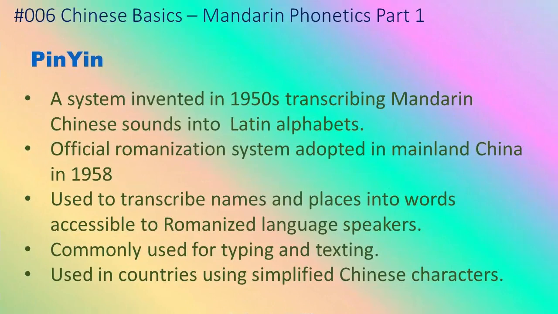On the other hand, Ping Yin is a system invented in the 1950s to transcribe Mandarin Chinese sounds into Latin alphabets. The official romanization system was adopted in mainland China in 1958. Ping Yin is also used to transcribe names and places into words accessible to Romanized language speakers, and it is also commonly used for typing and texting. Ping Yin is used in countries using simplified Chinese characters.